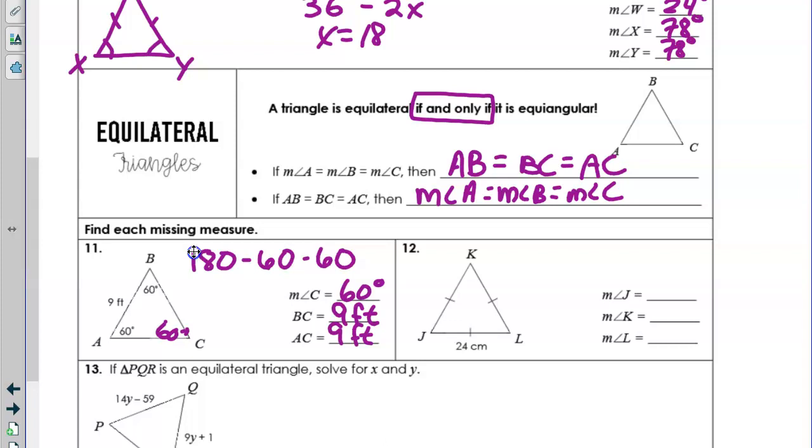I have two more problems. Number 12. What are they showing us with these tick marks? Yeah, so if all three of our sides are congruent, how are we going to figure out the measure of each angle? Wait, what? Okay, I'm not answering this.